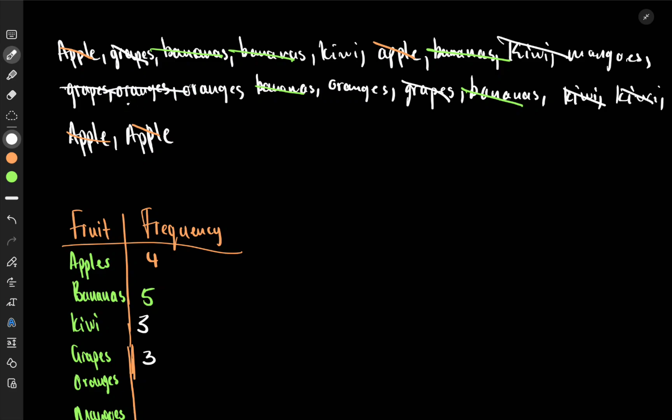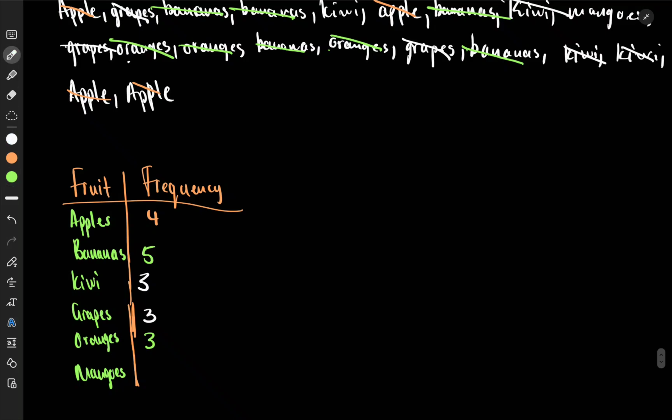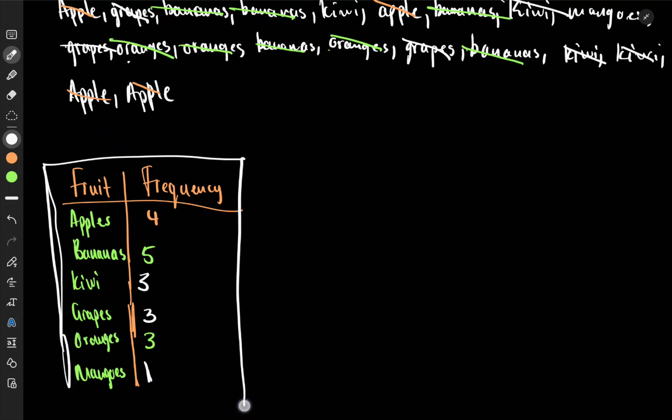Oranges, 1. Let's put in green. 1, then 2, then 3. 3 people love oranges. Then mangoes, only 1 person loves mangoes. So now when it's like this, we can see which fruit is really loved by people. We see that banana is the fan favorite, followed by apples. Then these 3 are equal. The fruit that not many people loved in our survey is mangoes. Only 1 person loved a mango in this whole group.